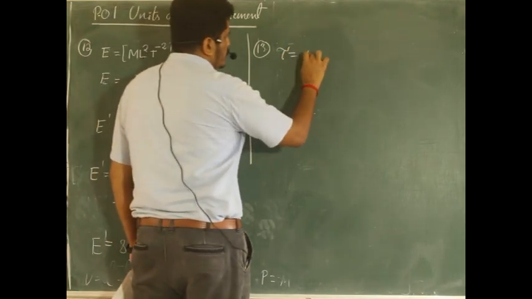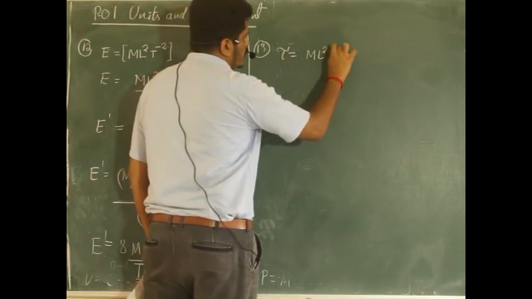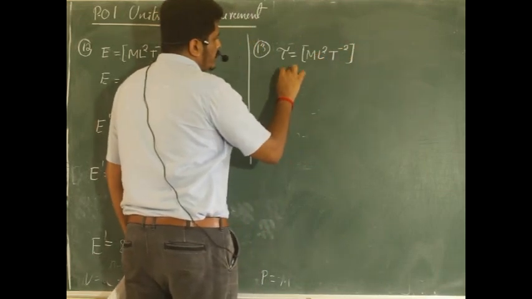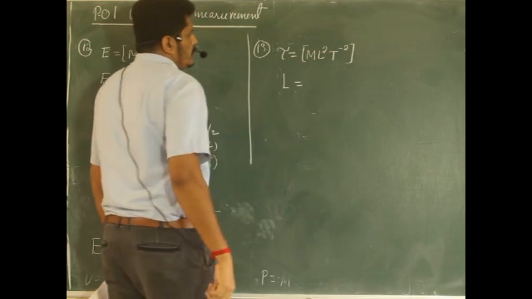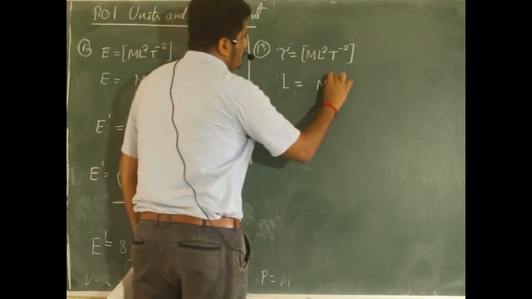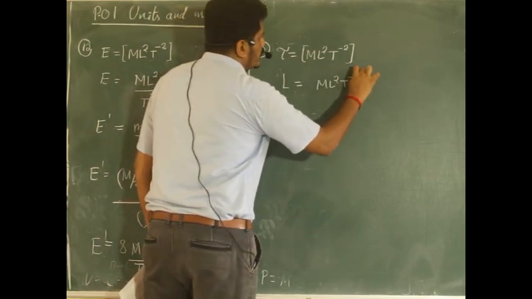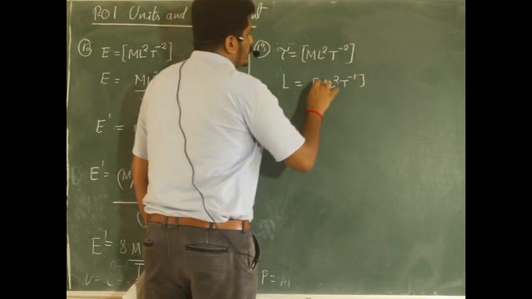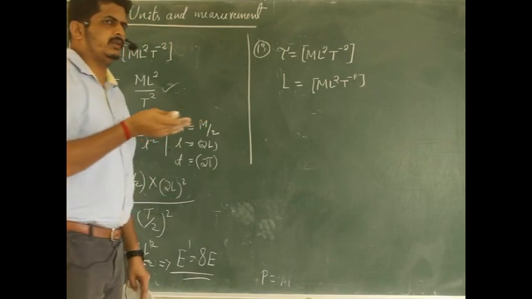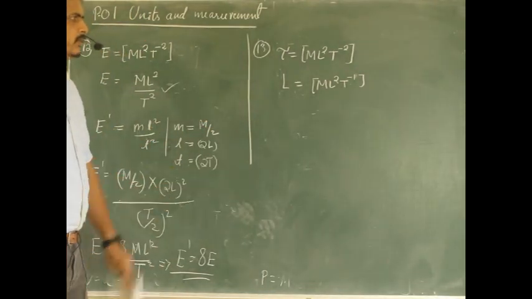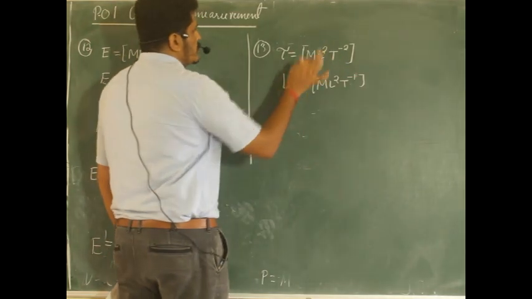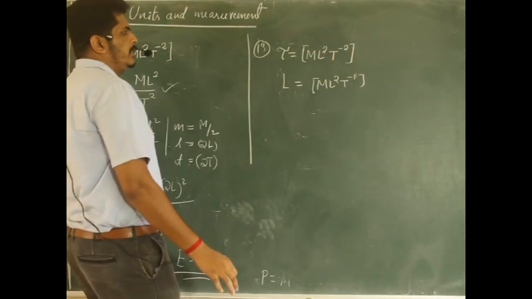I will directly write the torque dimensional formula: ML^2T^-2. Next, angular momentum L: ML^2T^-1. I have directly written the dimensional formula. You can write down the substitutions and find out if you have any doubt. Both dimensional formulas are written in question 13, and let us compare this.